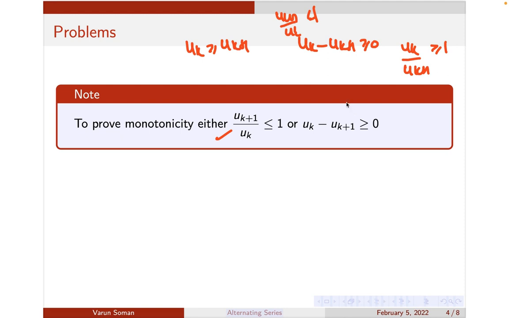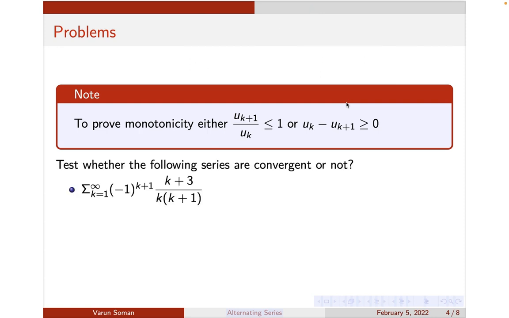Okay, now let us look at some problems here. So let us look at this problem here: (k+3) by k into (k+1). Okay, so here, don't look at the sign while doing alternating series. You can see that this is already an alternating series because it is (-1) raised to k+1. When k+1 is even, you will be getting it as positive, and when k+1 is odd, you will be getting it as negative.